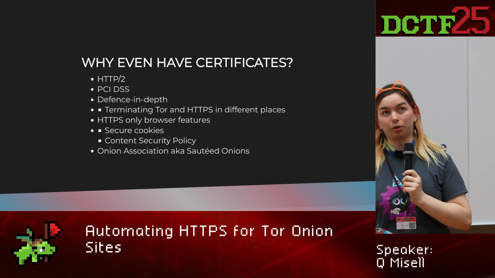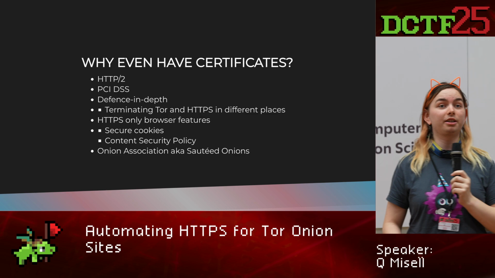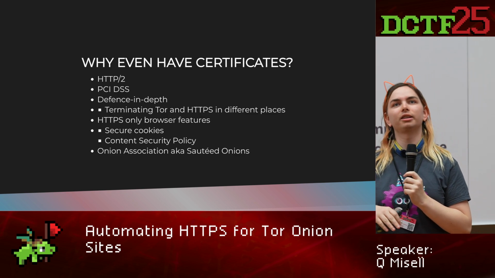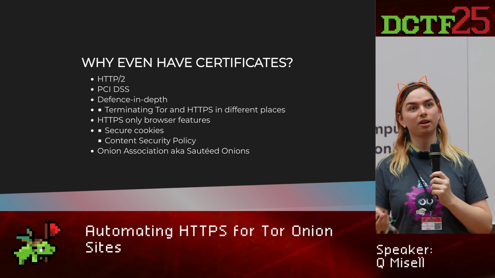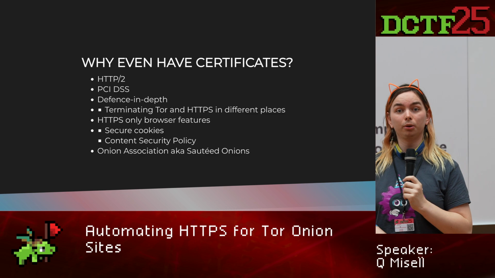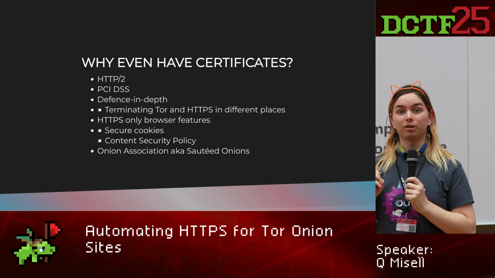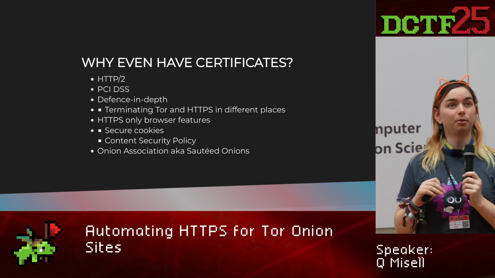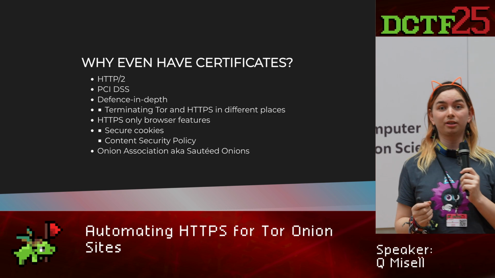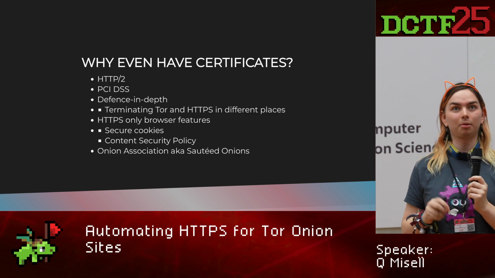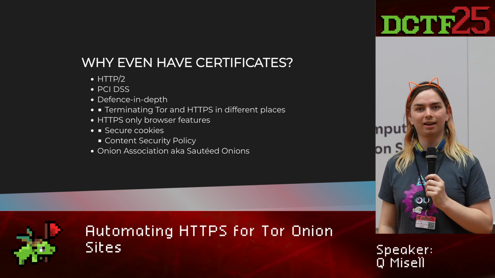HTTP2 just requires HTTPS. HTTP3 does as well, but we can't currently do HTTP3 over Tor because UDP is not supported over Tor. You might want to do something with your onion site that requires interacting with people's credit card data or other financial data, at which point PCI DSS applies, and that requires TLS.